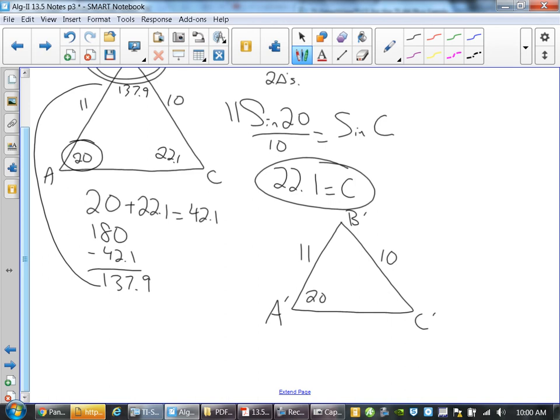With me so far? Now, this 22.1 was the first angle that we found. By looking at it this way, I found its supplement. You agree? I just took 180 and subtracted it. Now, coming back to this triangle, if I put 157.9 here, is there enough degrees left over for angle B? Yeah.